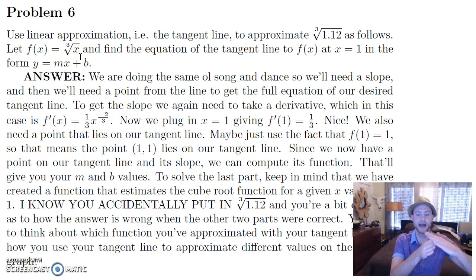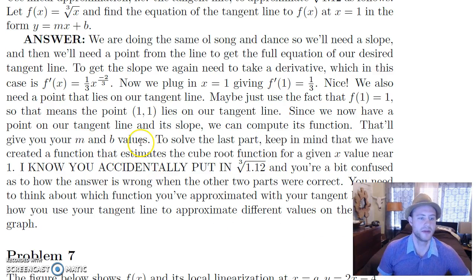And like I just said, that's the only point where the tangent line is actually equal to the function value. So that function value has to be on the tangent line. Okay, that'll give you your m and b value. So now you should be good at using a slope and a point on the line to compute the equation of the line. That's your m and b value. Slope, y-intercept. To solve the last part, keep in mind that we have created a function that estimates the cube root of a function for a given x value near 1.